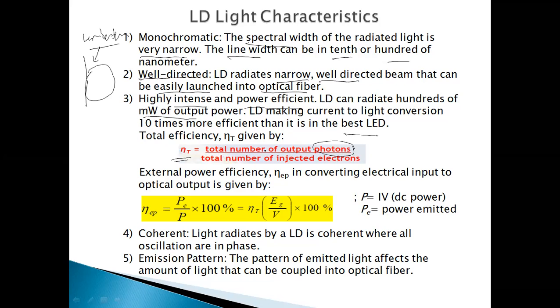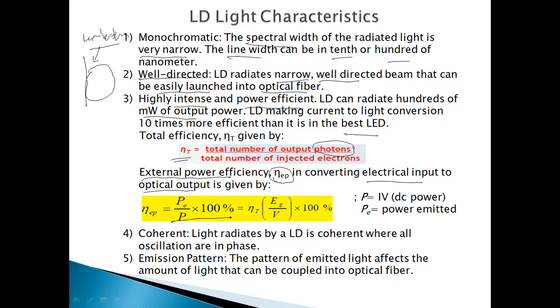About the external power efficiency, we have learned these terms before for the LED, and we are also using the same terms here for the laser diode. That is the symbol for external power efficiency. Basically, external power efficiency is a parameter used to measure the ability or efficiency of the device in converting the electrical input to the optical output, that is, from the electrical input value to the light. It is given by this equation.